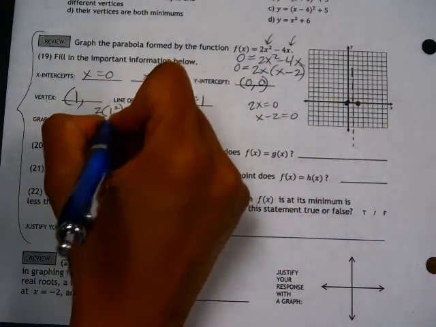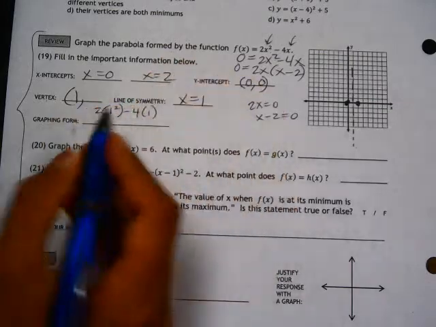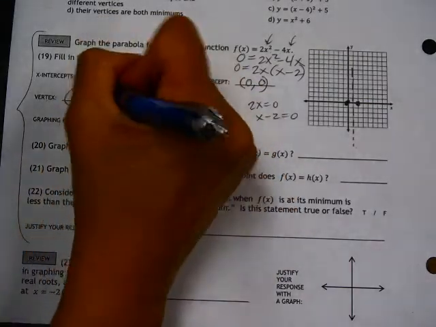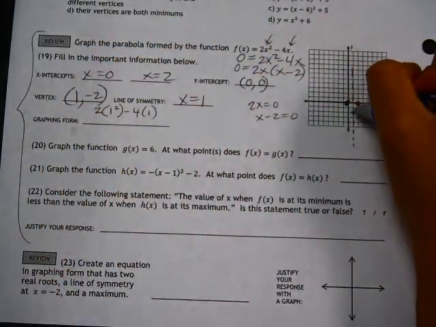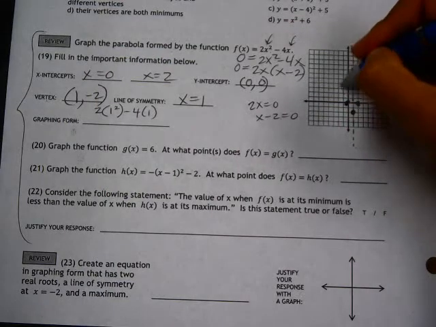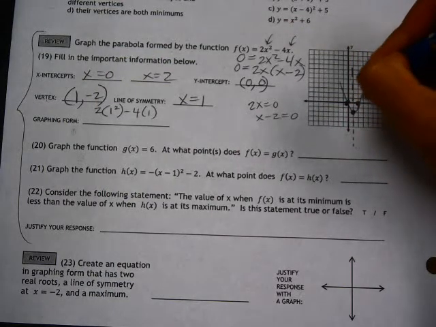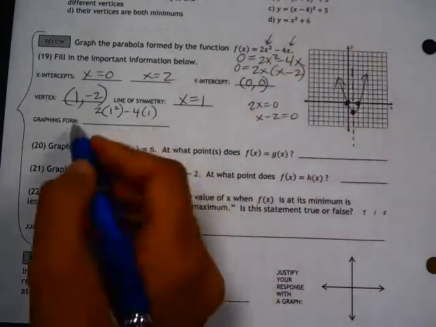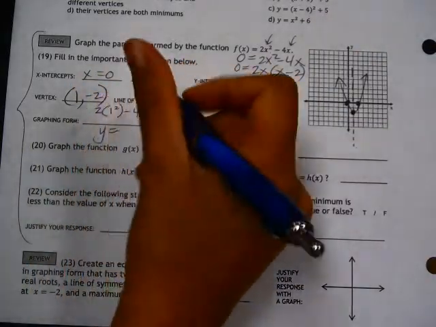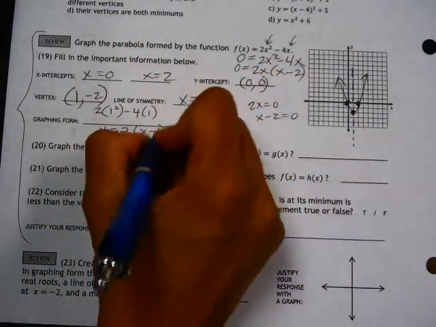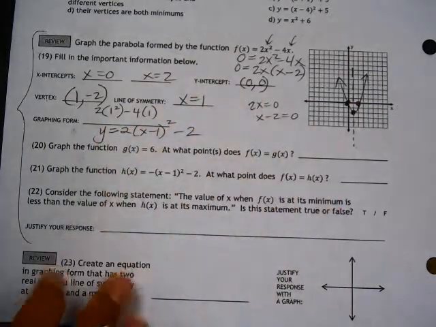So 2 times 1 squared minus 4 times 1. 2 minus 4 is negative 2. So my vertex is right here. So I can sketch this parabola. Graphing form, y equals a, which is 2, times x minus h squared plus k.